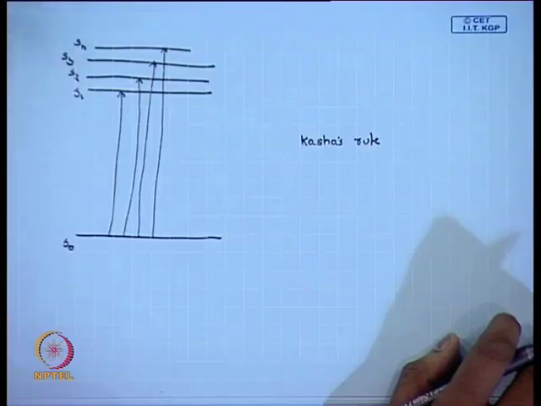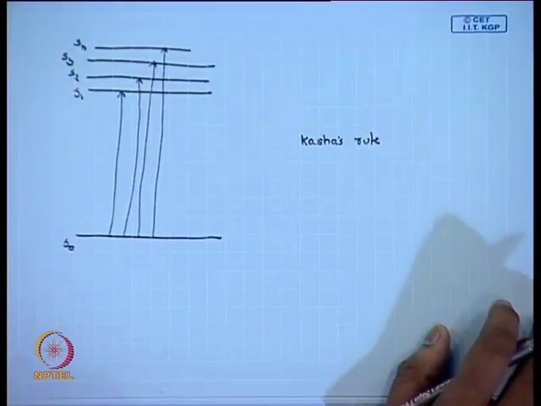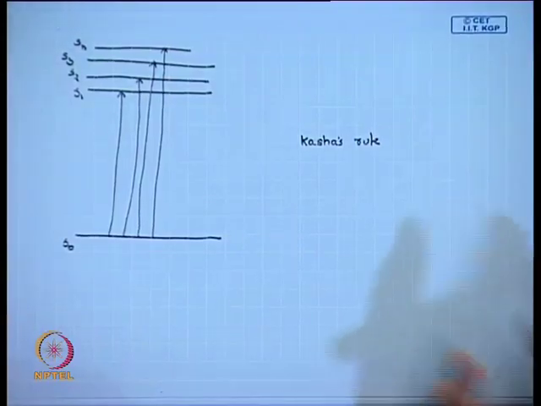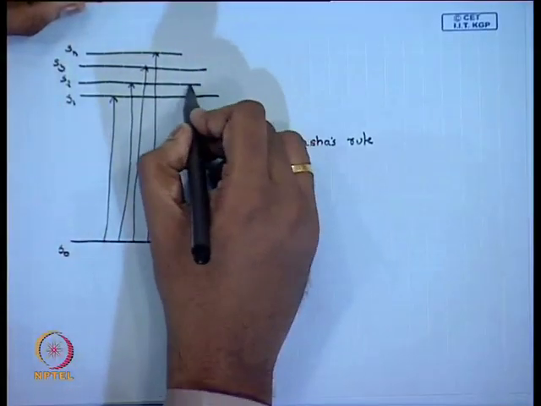Because for your S3, S2 states, the process will be very fast, greater than 10 to the power of 14. You cannot even see them, they all collapse vibrationally and get to S1. That is why all the fluorescence we talk about is from only the S1 state. Clear? Okay, this we call Kasha's rule.